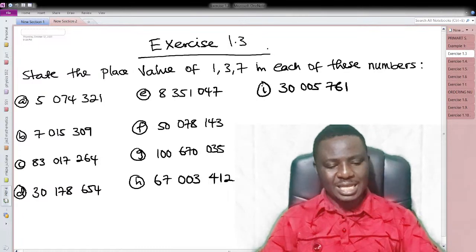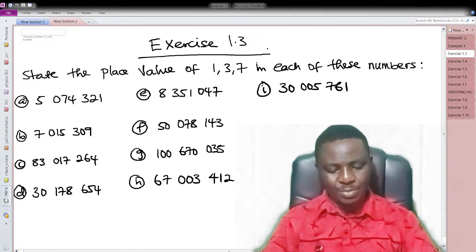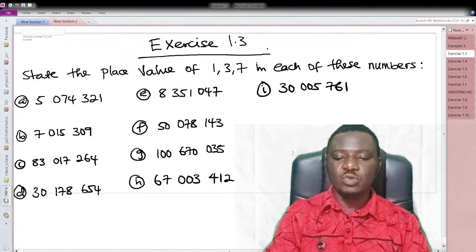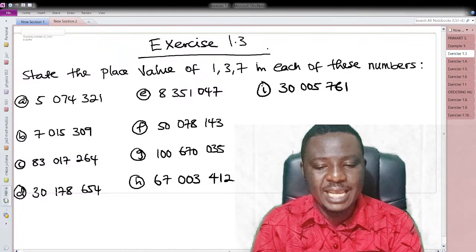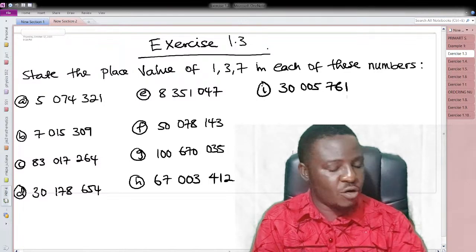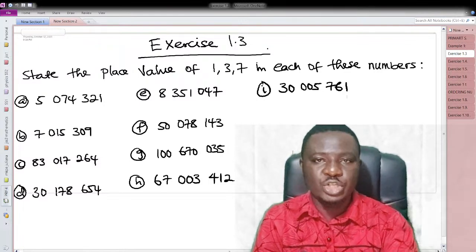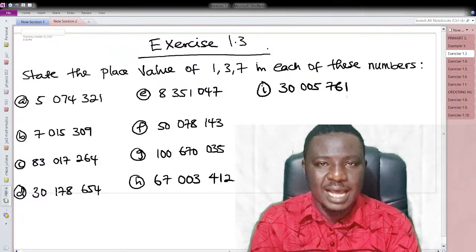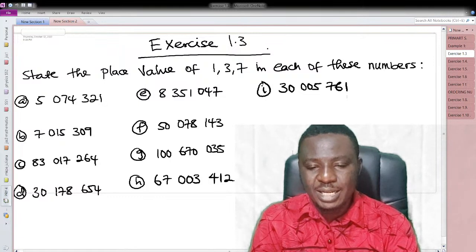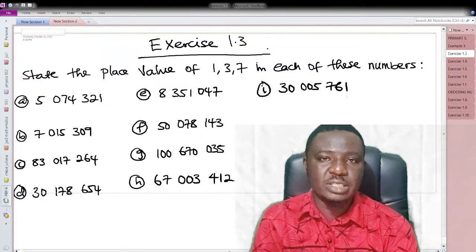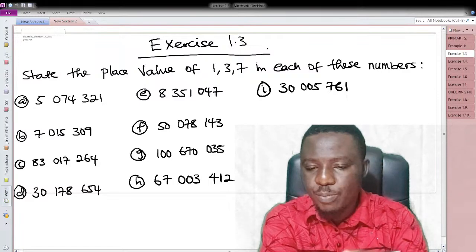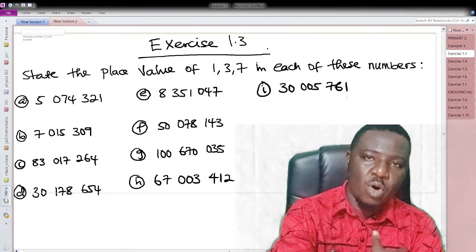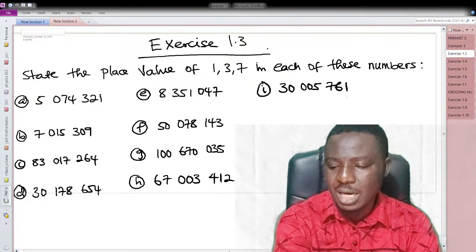At the last class, I left you with an assignment where you were asked to state the place values of 1, 3, 7 in each of these numbers, which you did and sent to me. So in this class, I shall begin the class with giving you the solutions to the problems which I gave you. Thereafter, we shall take more exercises and continue with the class.